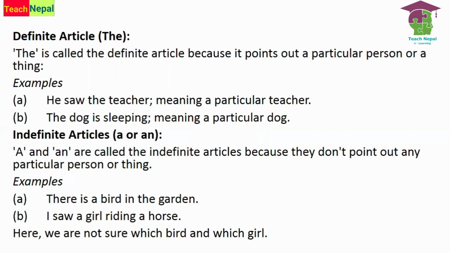Here we are not sure which bird and which girl, but माथि अघि भनेको we saw the teacher भनेको might be we saw the teacher in the school or in the college, and on the way or in the market we met the same teacher, we saw the same teacher, right? The dog is sleeping, might be one dog was sick, right, and the same dog is sleeping now. We can refer in that way by using the definite article the.